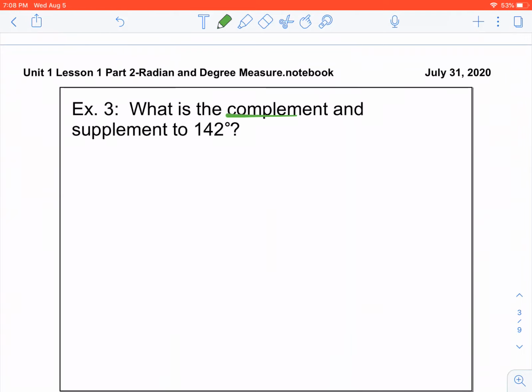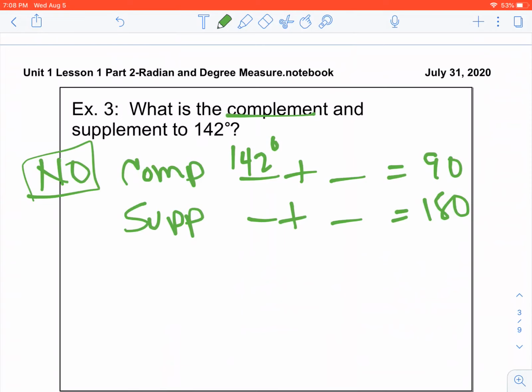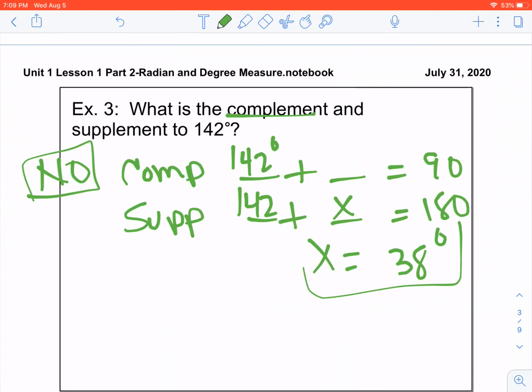As a reminder, a complement means two angles whose sum is 90. A supplement are two angles whose sum is 180. Since we have a 142 degree angle, we have exceeded 90 degrees, so there is no complement to 142 degrees. On the supplement, if you wanted to, you could do an algebraic equation like I did. You can also do it mentally, and that's going to give us a 38 degree angle. So 38 degrees would be the supplement of 142 degrees.